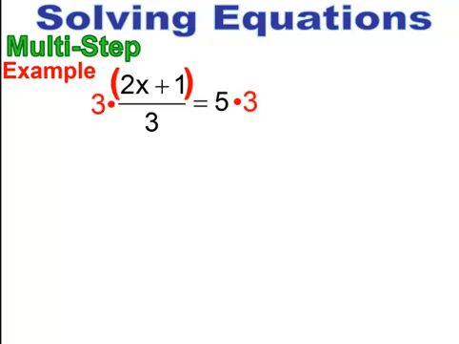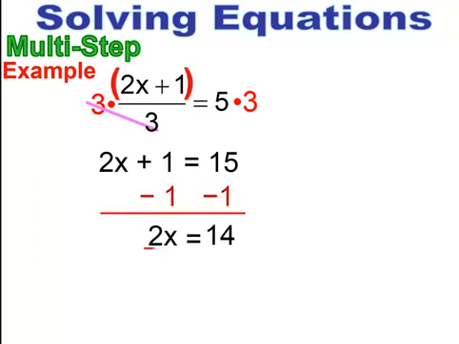Now I want to be clear here. You're getting rid of that division by multiplying both sides by 3. So that 3 on the left-hand side gets canceled out. You're not distributing it. It goes away. But you need to make sure you multiply the other side by that 3 also. So it's very important that you don't miss that step. And then you have a two-step equation. You're going to subtract 1 from both sides, and then you divide through by 2, and you get your solution.